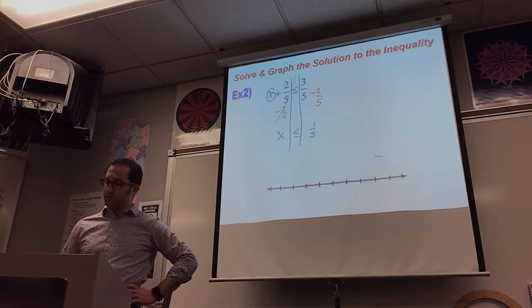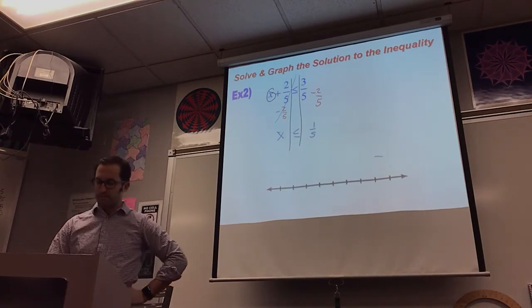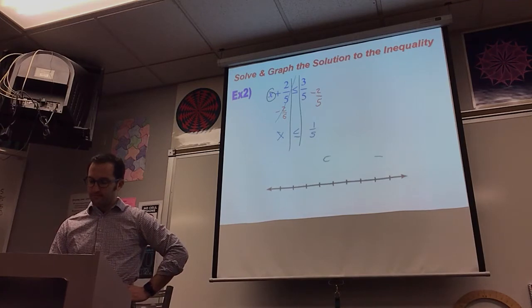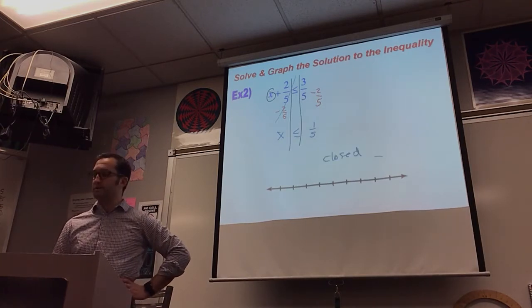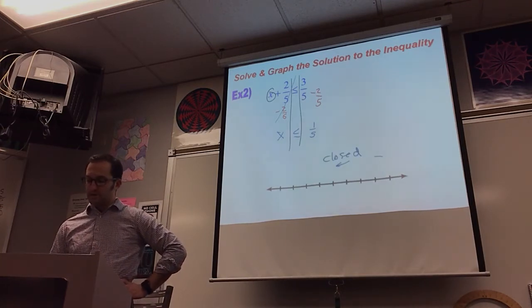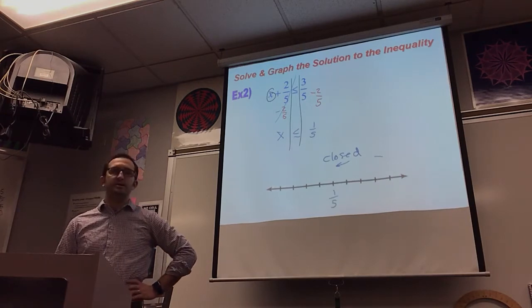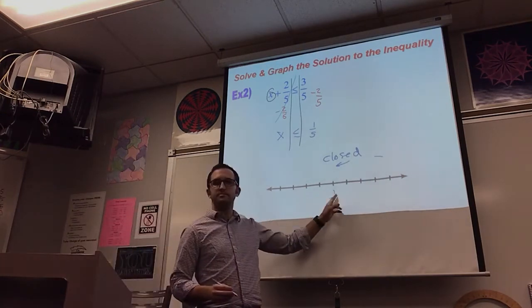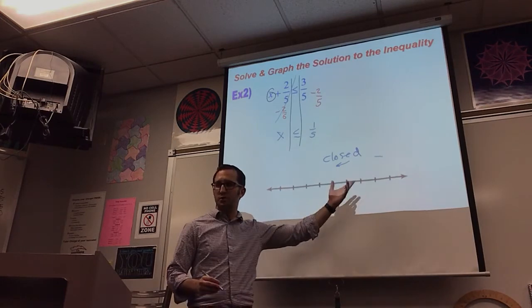Less than or equal to. Good. So is this an open or a closed? It's closed. Which direction is it going? It's going to go left. And so we need to have 1/5. Now what should be on the right? 1/5, then 2/5.